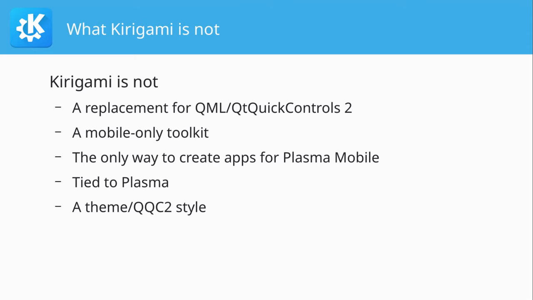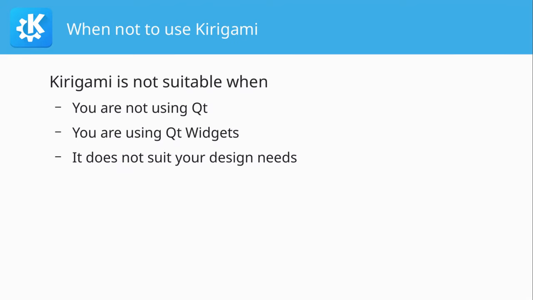Okay, I think I skipped the slide on when you should use Kirigami, which is when you're writing an application with QML that should run on both the desktop and mobile systems, and if you want to follow the KDE human interface guidelines. Kirigami is not the right thing for you when you're not using Qt or not using QML, obviously.